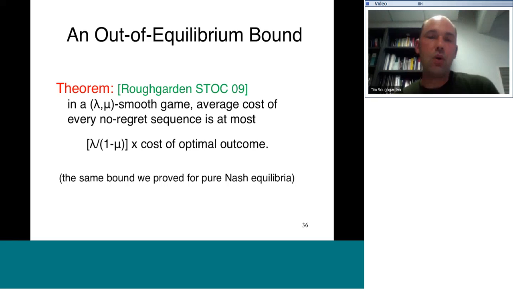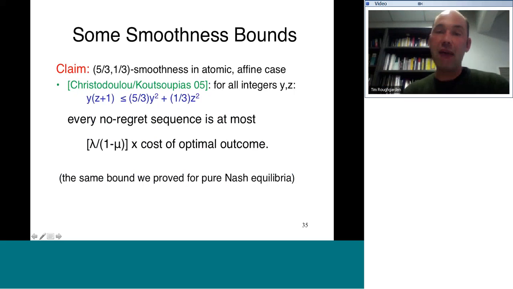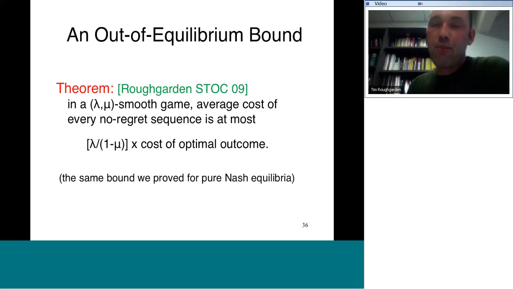The work of Christodoulou and Koutsoupias shows that that family of games, routing games with affine cost functions, is indeed smooth with parameters 5/3 and 1/3. That in particular implies that the worst case price of anarchy in that class of games is at most 2.5, at most 5/2. Now, originally that was proven just for pure Nash equilibria. A special case of this extension theorem says that that magic number of 2.5 holds for all of the other sets as well. So I'm going to prove this theorem now, and of course to do that I need to finally define these more permissive equilibrium concepts. So let me define for you a no-regret sequence of a game.